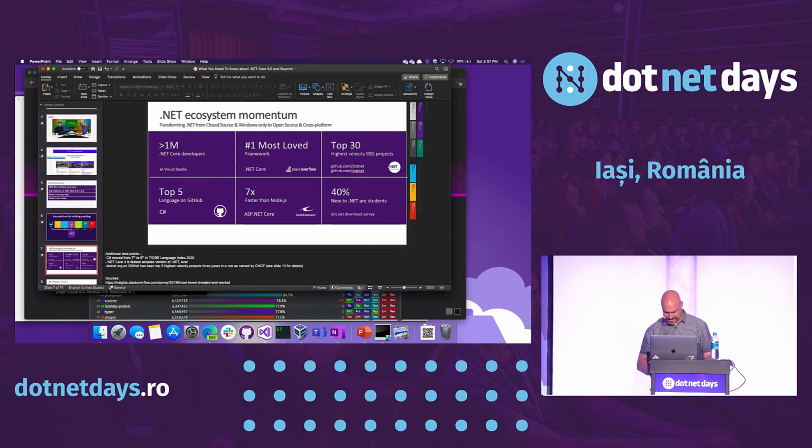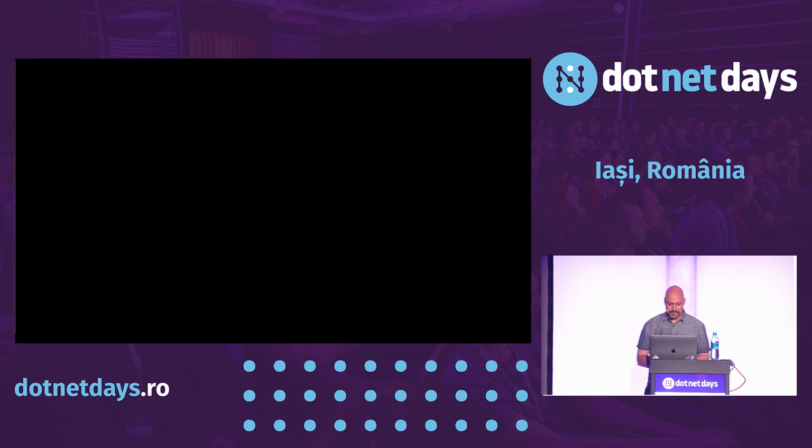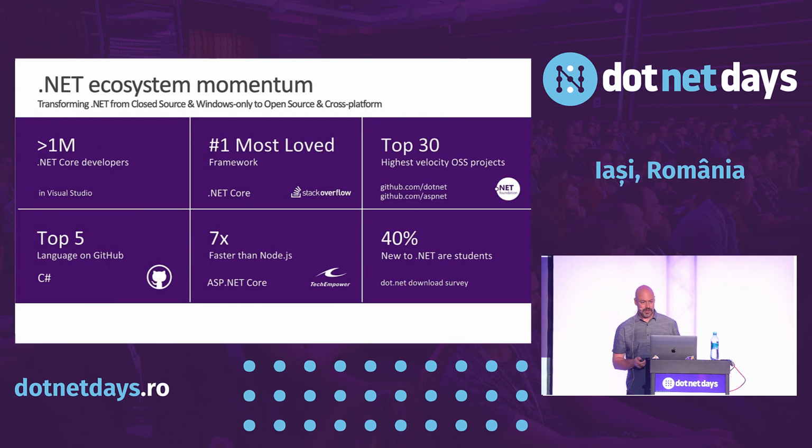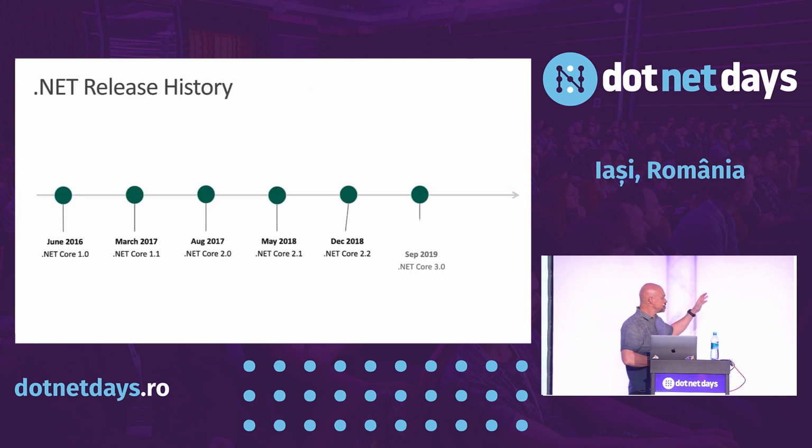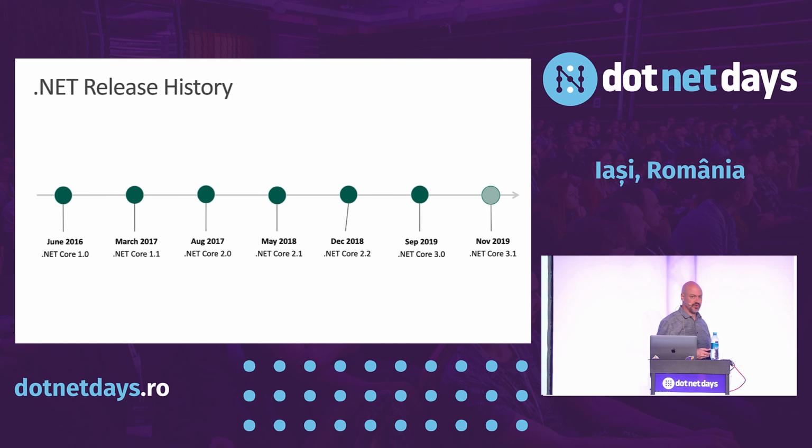Let's go back into this. Cool. So let's talk about the .NET release history. The first 1.0 release was in 2016. Who here used .NET Core 1.0 or earlier? OK, I'm sorry. We were figuring it out. Then we have had some pretty steady progress since then. You'll see us moving along through these releases.